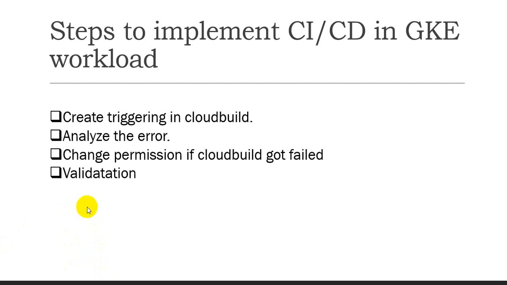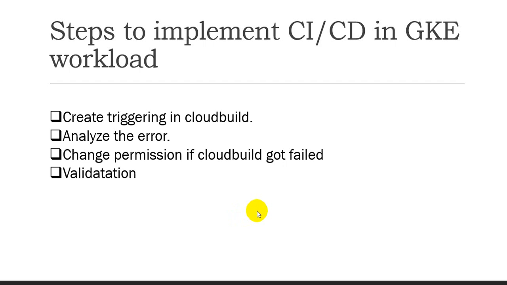Here we have to create the trigger in Cloud Build, and while creating it, maybe we will encounter some errors. So we have to analyze the error, and if it requires changing any permission, or if the Cloud Build fails, then we have to change it, and according to that we have to validate to make sure our trigger is working fine, I mean the Cloud Build is working fine.